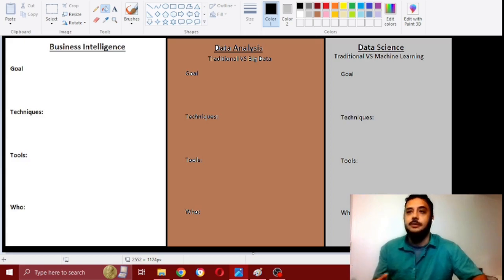So for example, if we would like to perform an analysis of a CSV file or an Excel file, then we have those files stored in a raw digital format, and we're going to conduct an analysis to get data-driven insight from them. And so data analysis is divided into two parts: traditional versus big data.